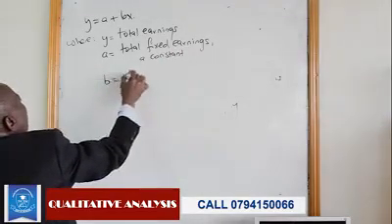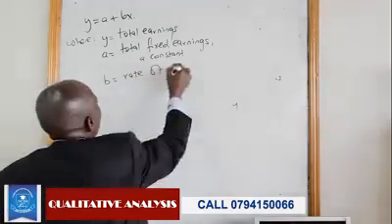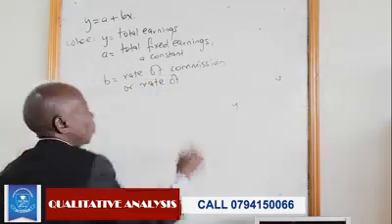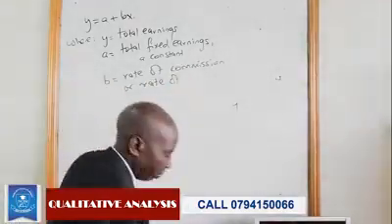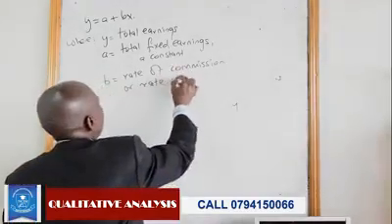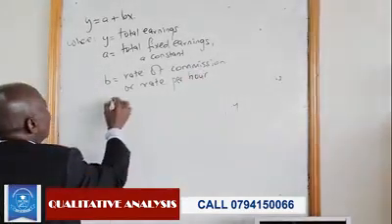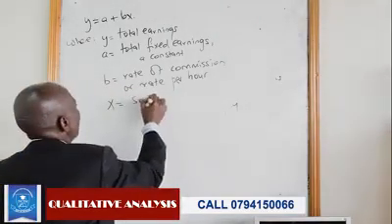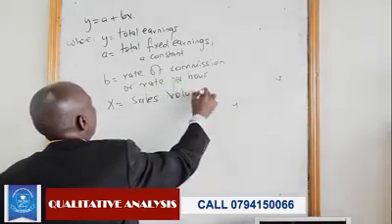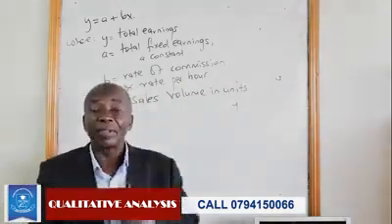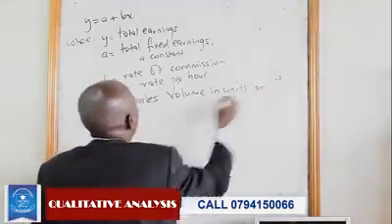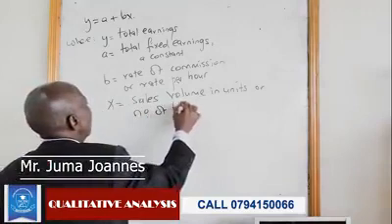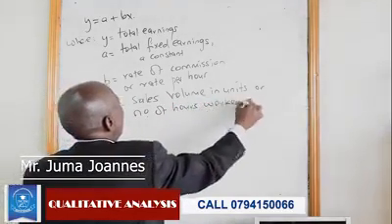B will be the rate of commission if the individual is a salesperson, or rate per hour if the individual has worked overtime. X will be sales volume in units if the individual is a salesperson, for instance, or number of hours worked as overtime.